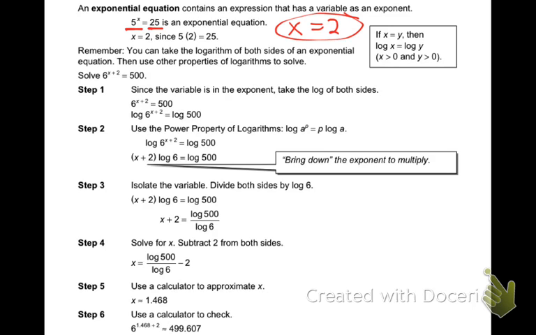We know that. The problem comes in when I get a problem like this: 6 to the x plus 2 equals 500. Well, 6 to any power doesn't get me to 500. So that's where the problem comes in, that we have to find a way to solve for x.